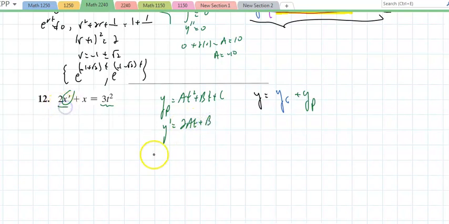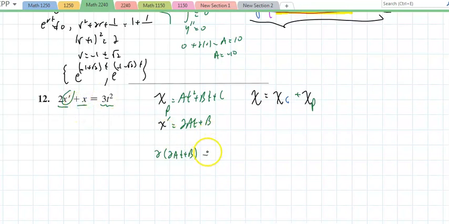So if I take 2 times y, oops, I'm sorry, I'm so stuck on y prime. You guys forgive me, right? y equals y sub c plus y sub p, no big deal. So the derivative equals that. There it is. So I'll take 2 times 2at plus b, plus at squared plus bt plus c. And that should equal 3t squared.